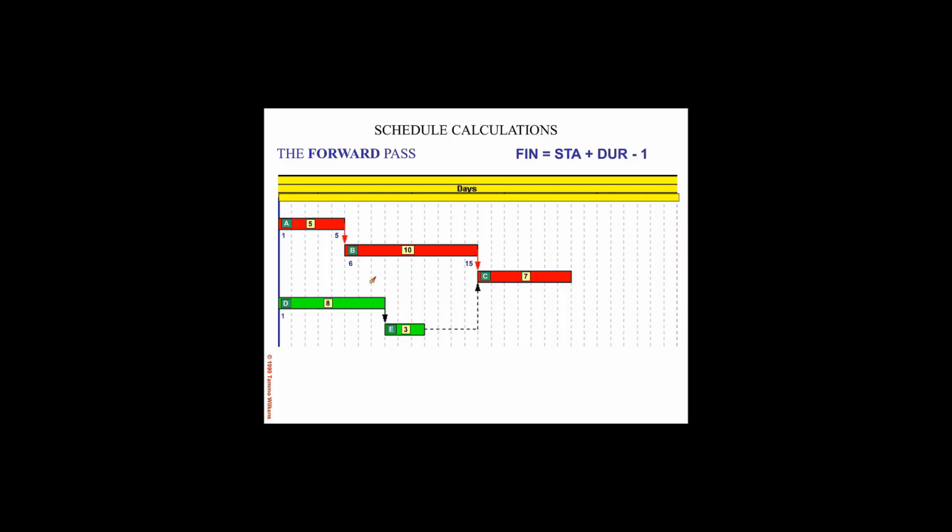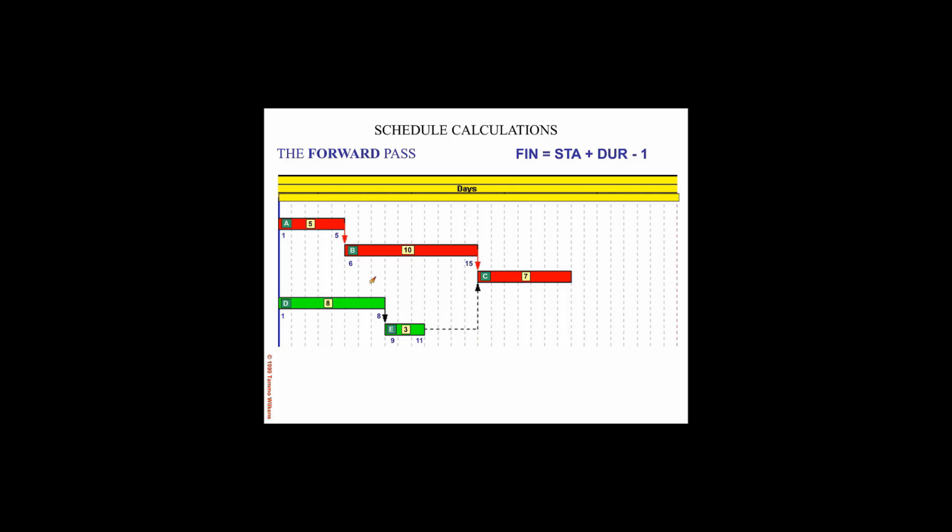Activity D then also starts on day 1. Per the formula 1 plus 8 minus 1, it finishes on day 8. Activity E starts the following morning, which would be day 9. 9 plus 3 minus 1 is day 11.